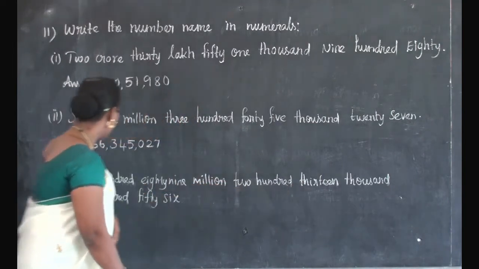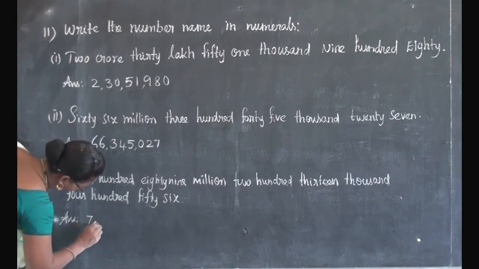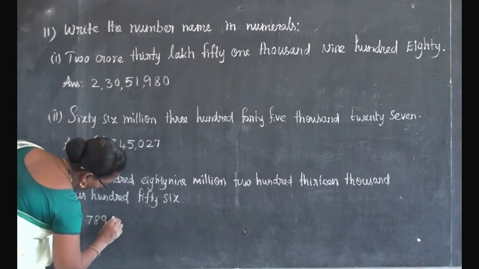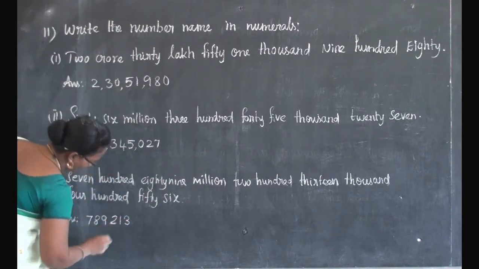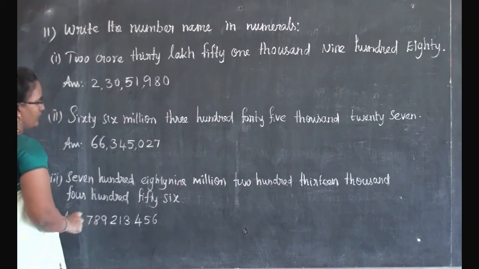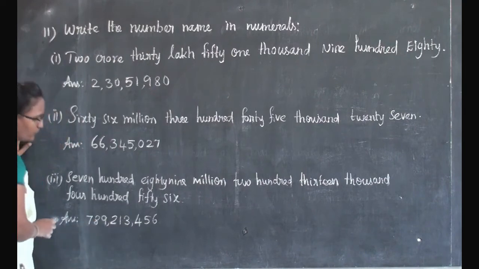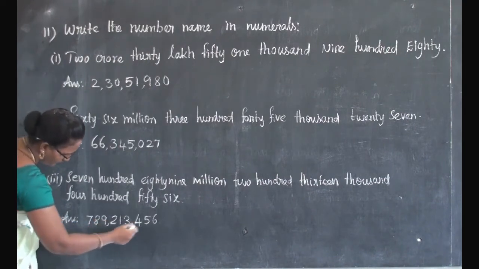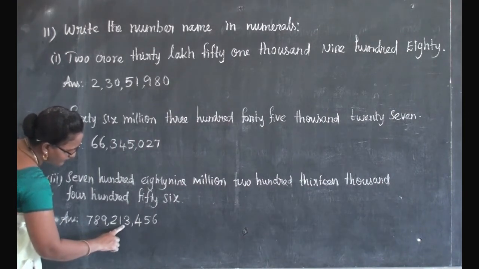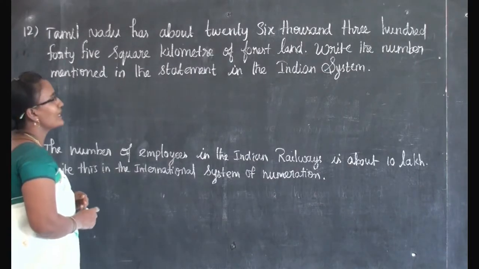789,213,456. 789 million, 213, and 456. Now million means it is in the international system, so put commas before three numbers. Read out the number: 789,213,456.